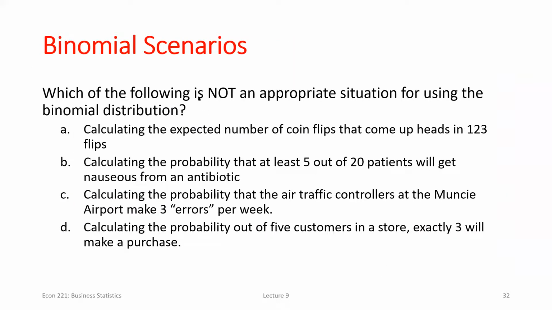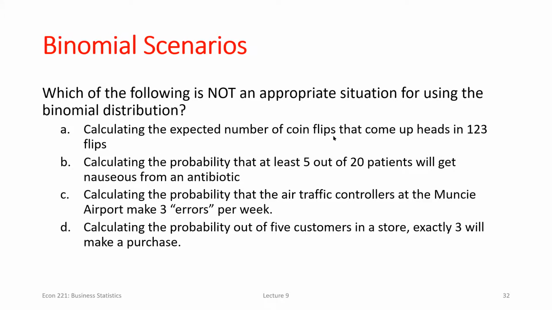Okay? So which of the following is not an appropriate situation to use the binomial distribution? So remember, for the binomial distribution, we need a success and a failure. Only 2 outcomes. The probability that we see that success is the same on any one trial, and then we run this number of trials, however many times we want to run it. So, calculating the expected number of coin flips that come up heads in 123 flips. So I'm flipping a coin 123 times. Could I come up with the mean, right, using the binomial distribution?